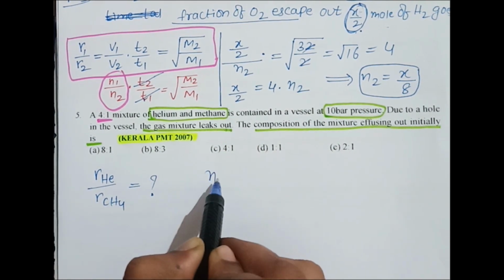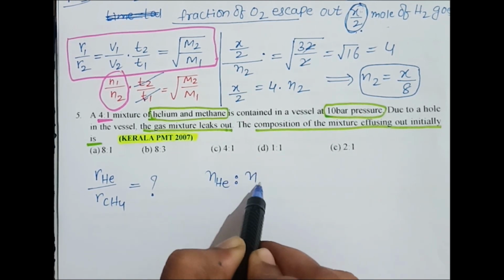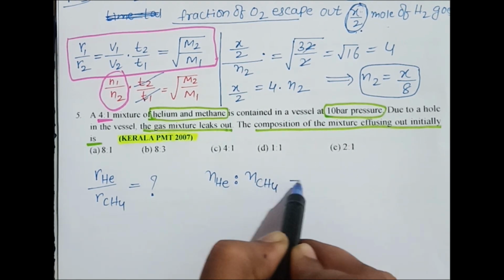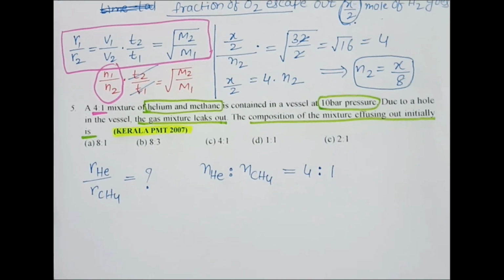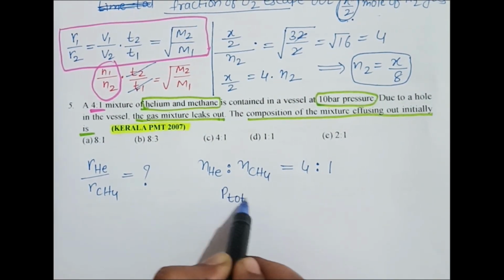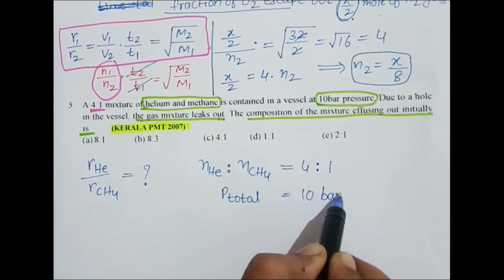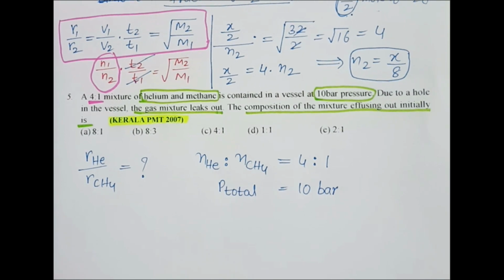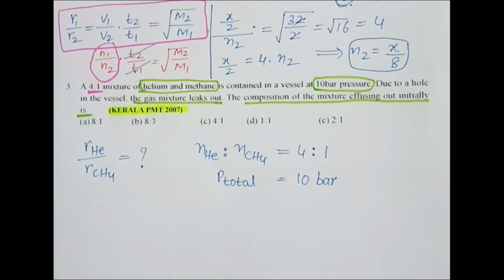Let us see the given data. The number of moles of helium is to the number of moles of methane, that is 4:1, and the total pressure is given, P total is equal to 10 bar. Then how can we solve this question? Is there any plan in your mind how to solve?